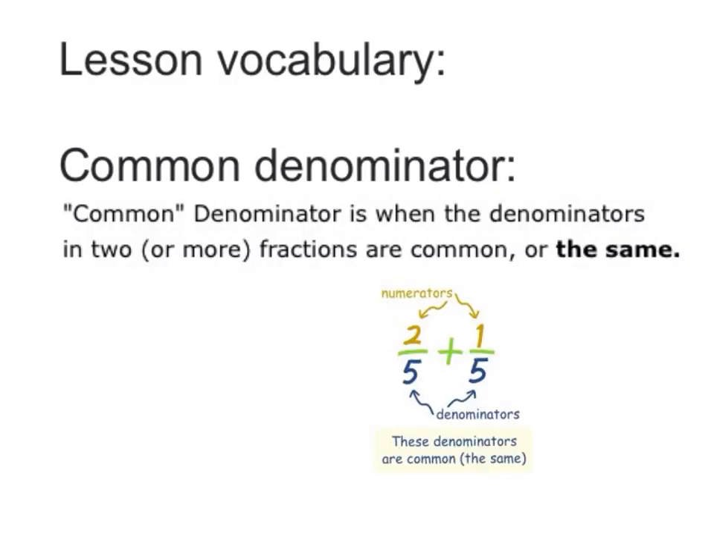Today's lesson also has one vocabulary word. Our vocabulary word is common denominator. The denominator is the bottom number on a fraction. A common means when they are the same. So a common denominator is when the denominators in two or more fractions are the same. So in my example here, I have 2/5 plus 1/5. And on the bottom, both of my denominators are 5. Please pause to write the lesson vocabulary and example in your notebook.